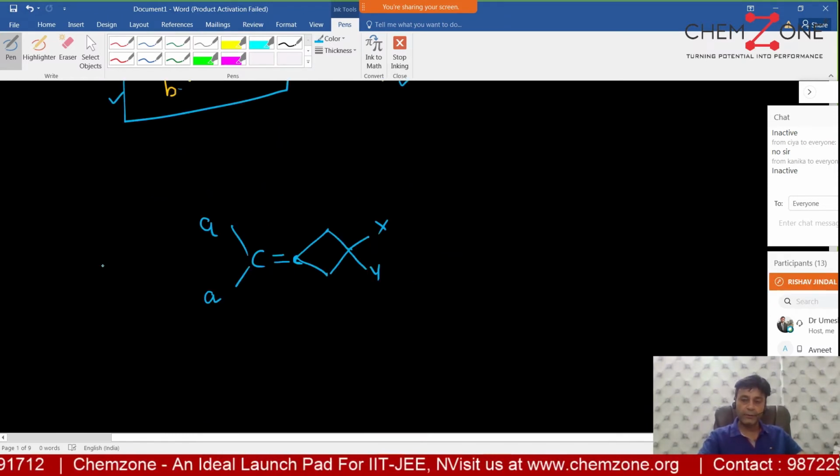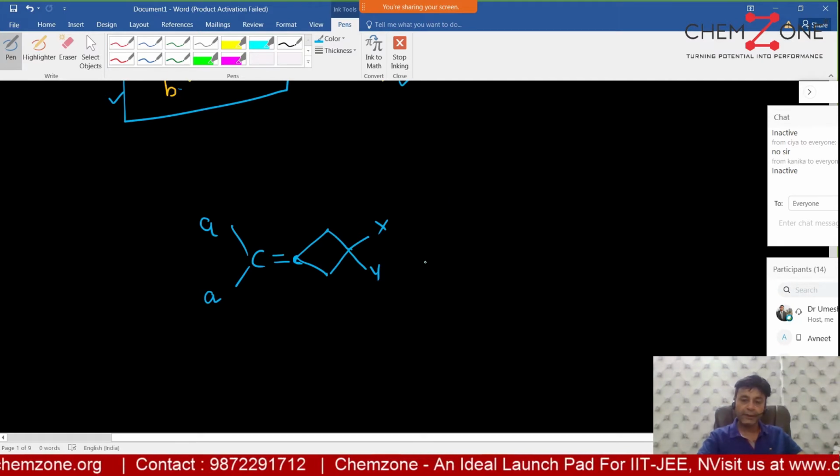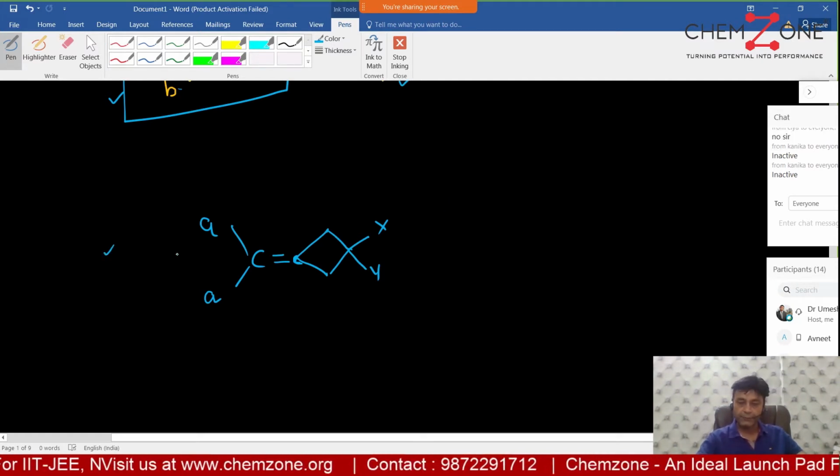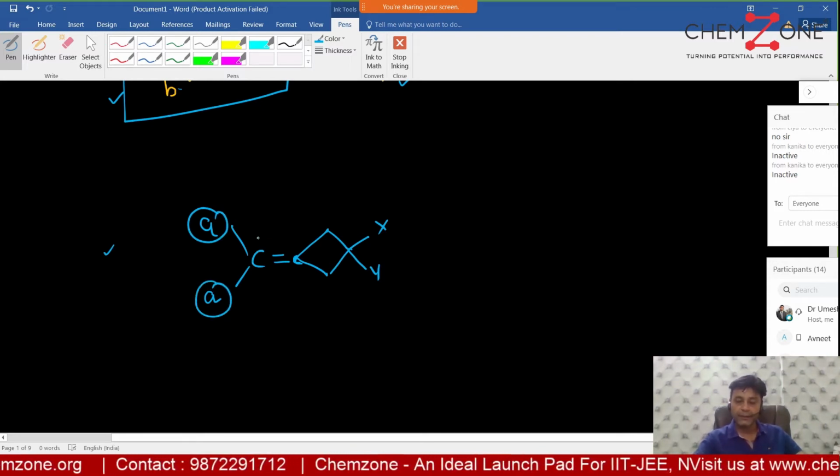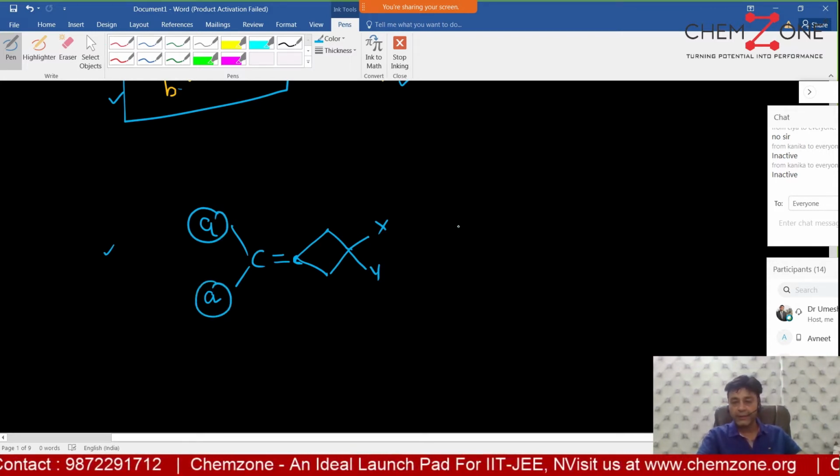Now think about this one. Optically, what about this? Optically active or inactive? This compound is inactive because similar groups of atoms are there, right? Here both the A and A are similar, so it is optically inactive, right?